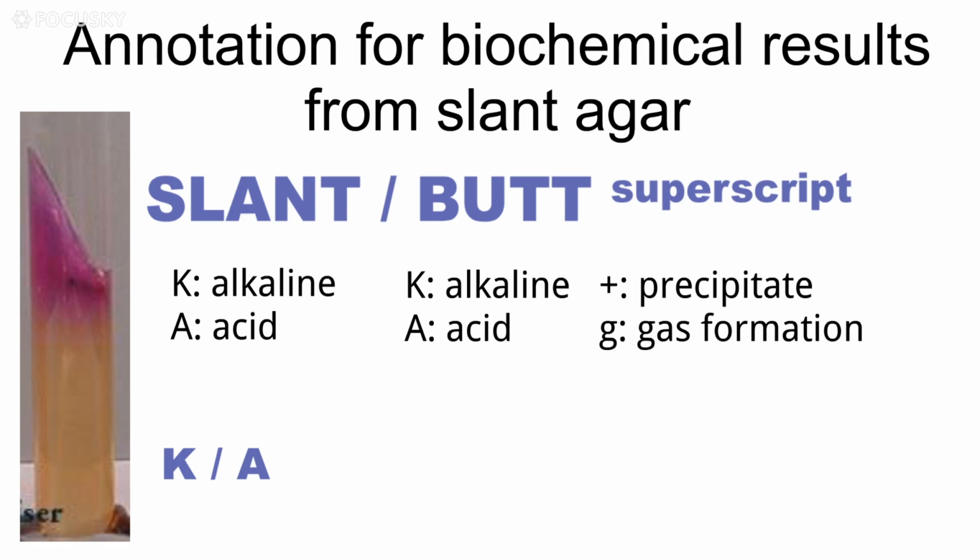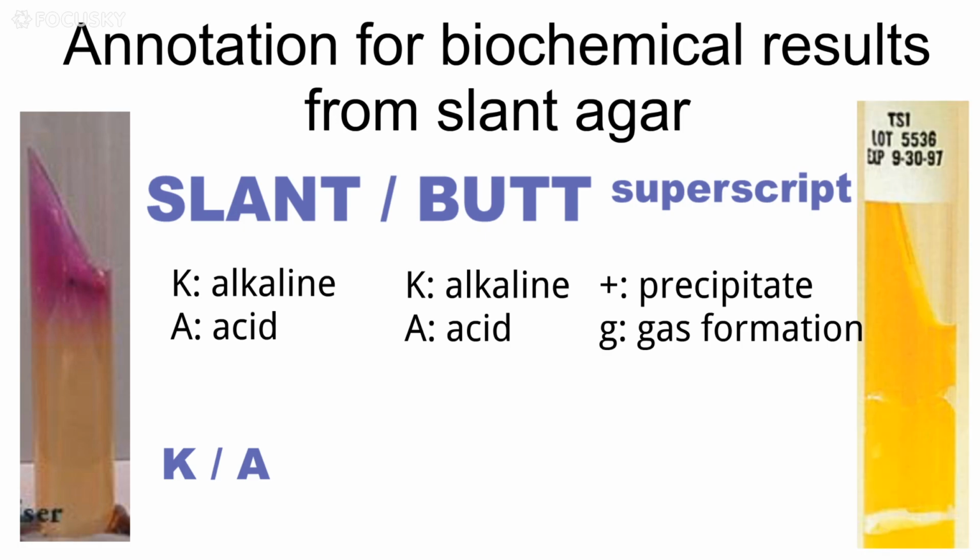In the second example, this TSI tube showed both yellow or acidic on the slant and at the butt, and you can see cracks in the agar indicating gas production. This tube should be annotated as A/A superscript G.